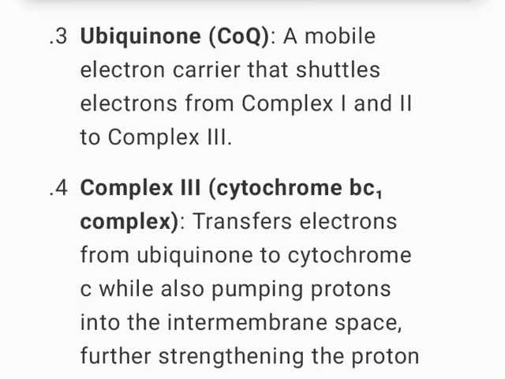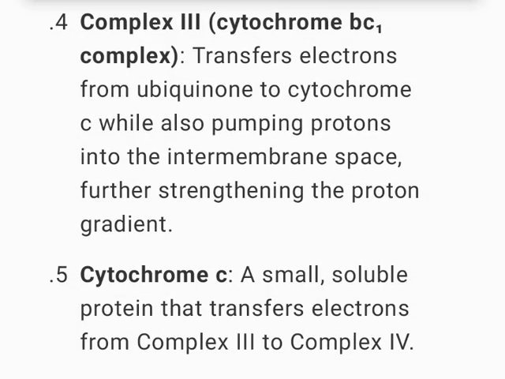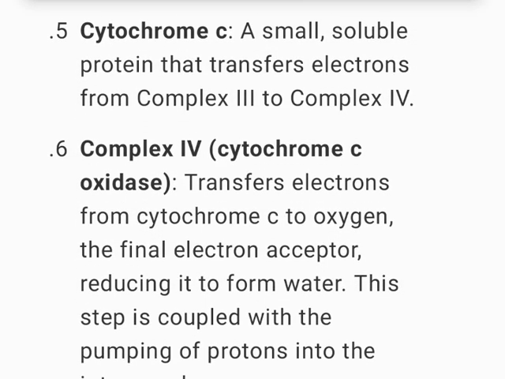3. Ubiquinone, CoQ, a mobile electron carrier that shuttles electrons from complex 1 and 2 to complex 3. 4. Complex 3, cytochrome bc1 complex, transfers electrons from ubiquinone to cytochrome C while also pumping protons into the intermembrane space, further strengthening the proton gradient. 5. Cytochrome C, a small, soluble protein that transfers electrons from complex 3 to complex 4.